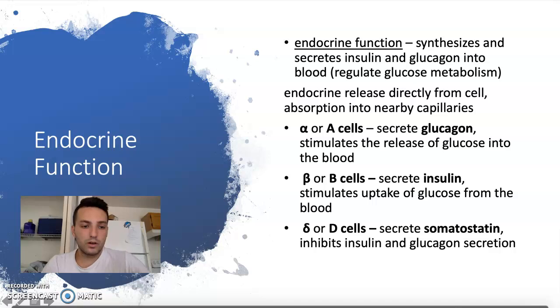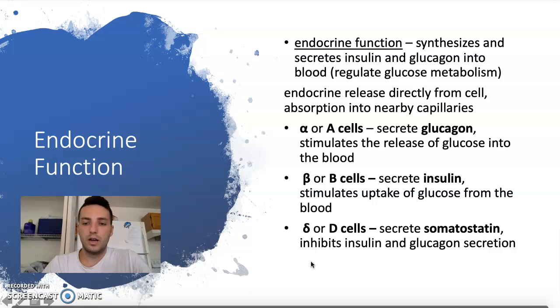There are more than these three cells that I'm showing you right here. There are PP cells and islets of Langerhans, but I wanted to focus mostly on these three because they are directly related to glucagon and insulin. Alpha cells, or A cells, secrete glucagon, which stimulates the release of glucose into the blood. And then beta, or B cells, secrete insulin, which stimulates the uptake of glucose from the blood. So you can see they do the opposite.